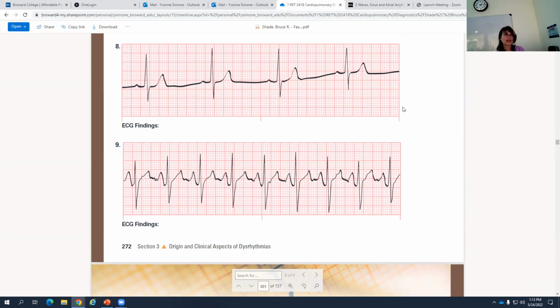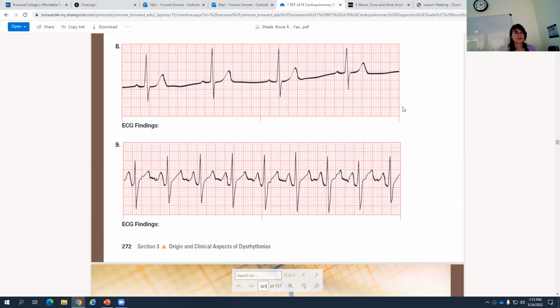Okay, so we're looking at a rhythm. What is the first thing we do? Okay, so the rate and the rhythm. What is the rate? Rate is 90, okay. Is it a regular rhythm? Does it look like the R waves are the same distance from each other? Okay.